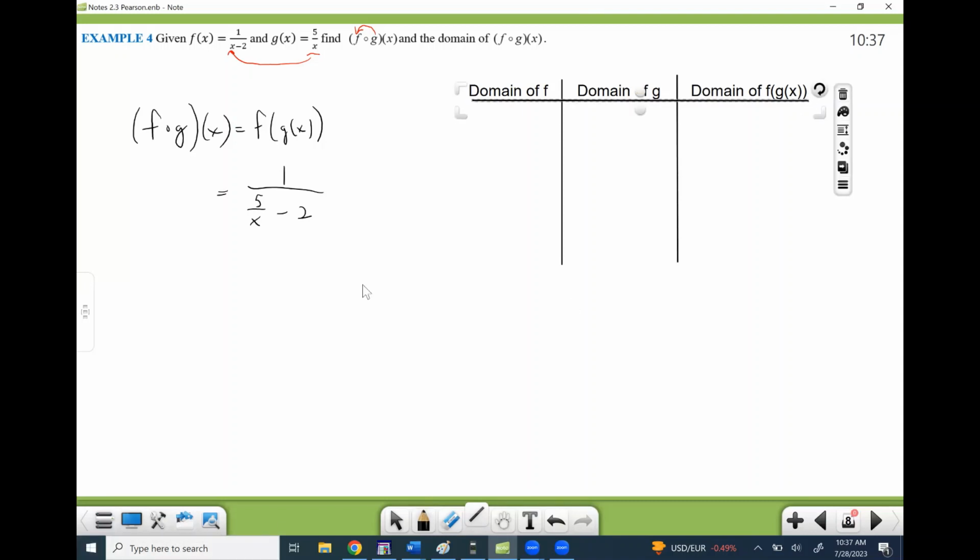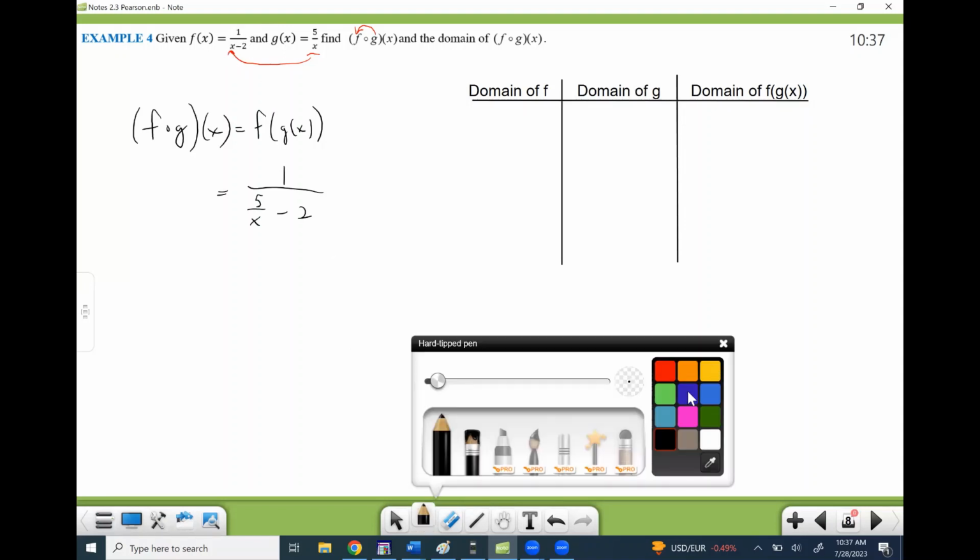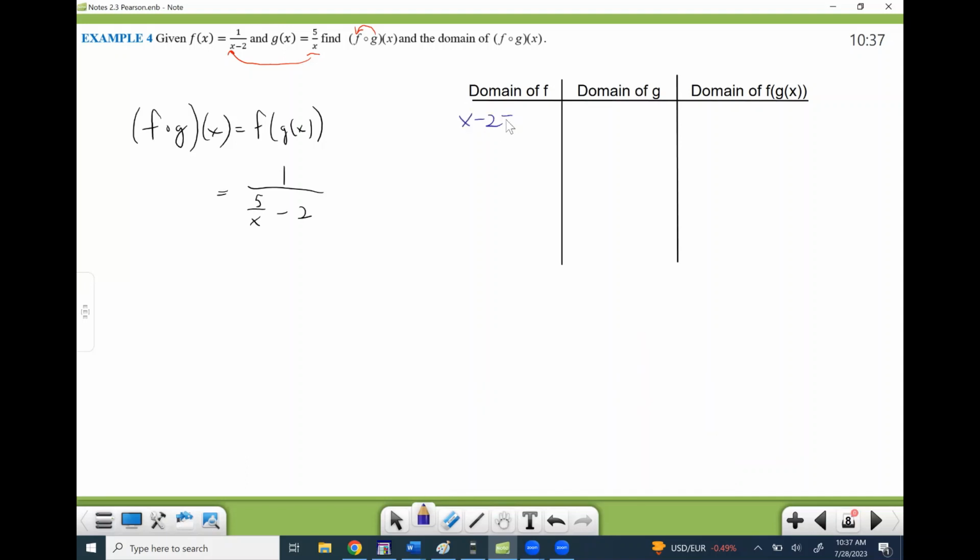All right, so if we're looking at F, we know that the bottom of fractions cannot equal 0. So we know that X minus 2 cannot equal 0. So if we add the 2 over to the other side, we get that X cannot be 2. And that's kind of obvious. If we substitute a 2 in, 2 minus 2 would get us a 0 in the denominator. And we know that 1 divided by 0 is undefined.